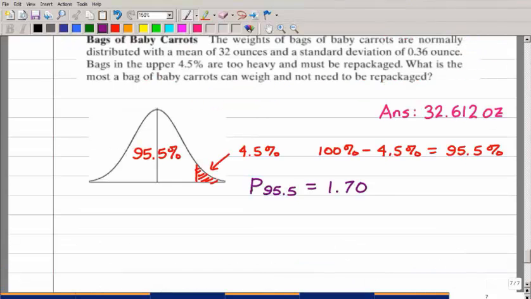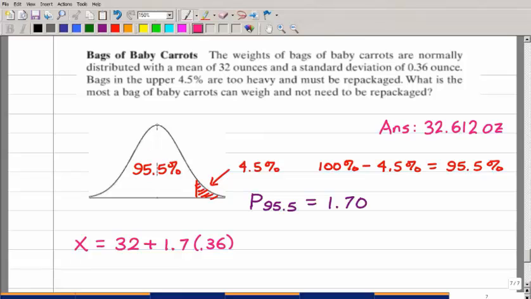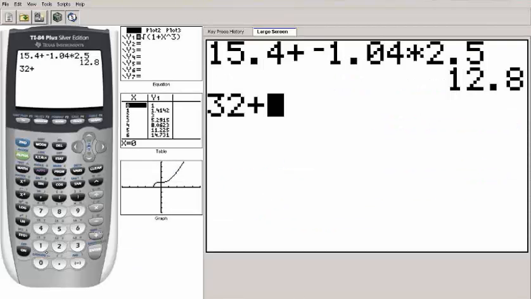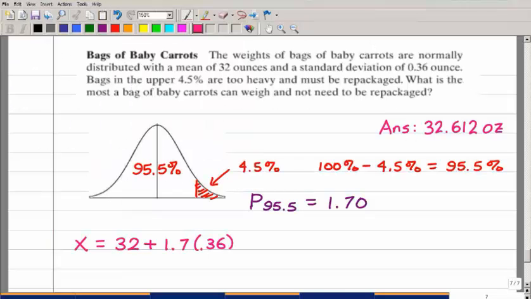All right, that's all we need because we'll have our mean and standard deviation every time. So we'll calculate this in terms of x, and let's see what happens. X equals 32 plus 1.7 times 0.36. 32 plus 1.7 times 0.36. Looks like 32.612, which is the answer I have written over there, so that looks good.